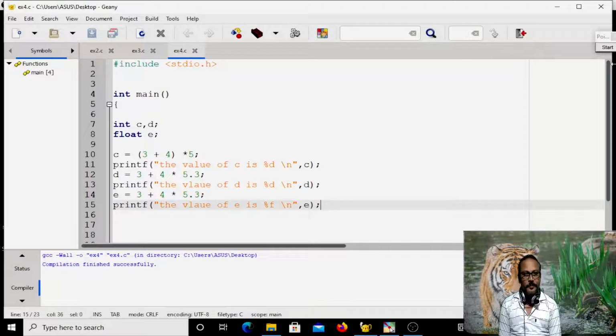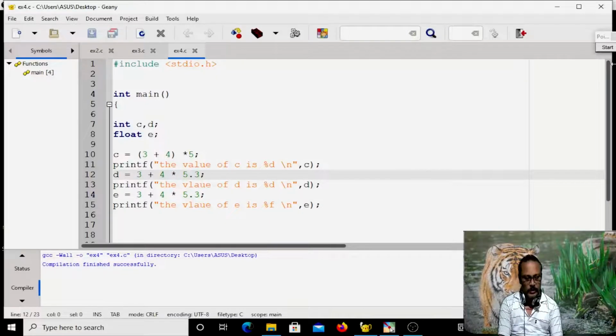Okay, so that is one. And let me try something else. So here also what I will do is I will use E. If I use it, it will be converted.